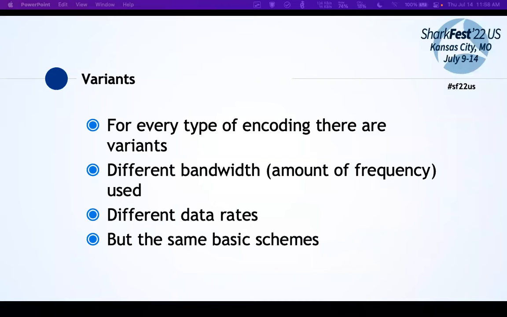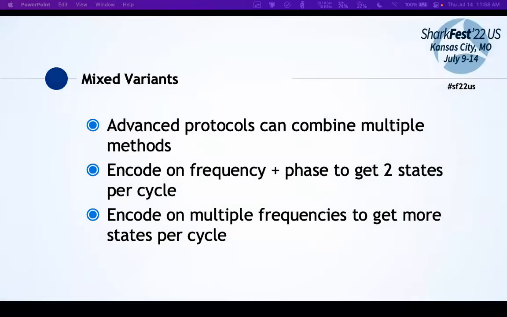And for every encoding, there are a lot of variants. They can use different amounts of bandwidth to encode more or less data at a time. They can use different data rates, so how fast it transitions between the two states. But it's all sort of the same basic schemes, and once you start looking at them, you'll start seeing a lot more patterns and more devices using the same schemes. There's also mixed variants, where you could have a protocol that does both amplitude keying, where it's loud and quiet, and frequency keying, where now you have 4 states that it can transmit in one cycle, where it could be loud on the lower frequency, or loud on the higher frequency, or quiet on the lower frequency.